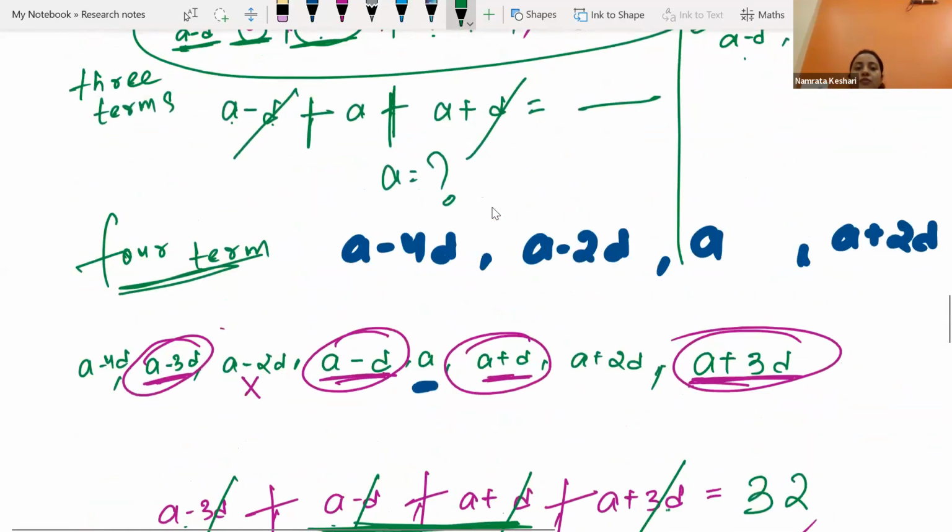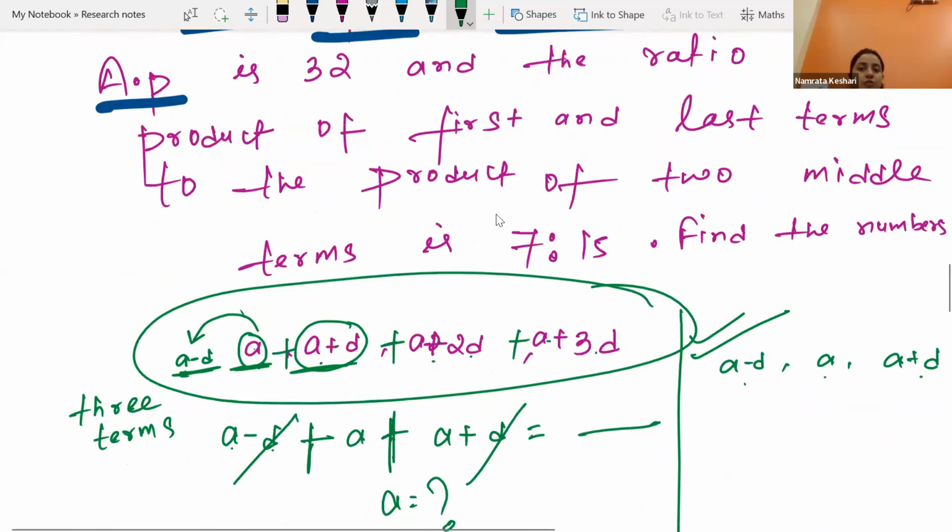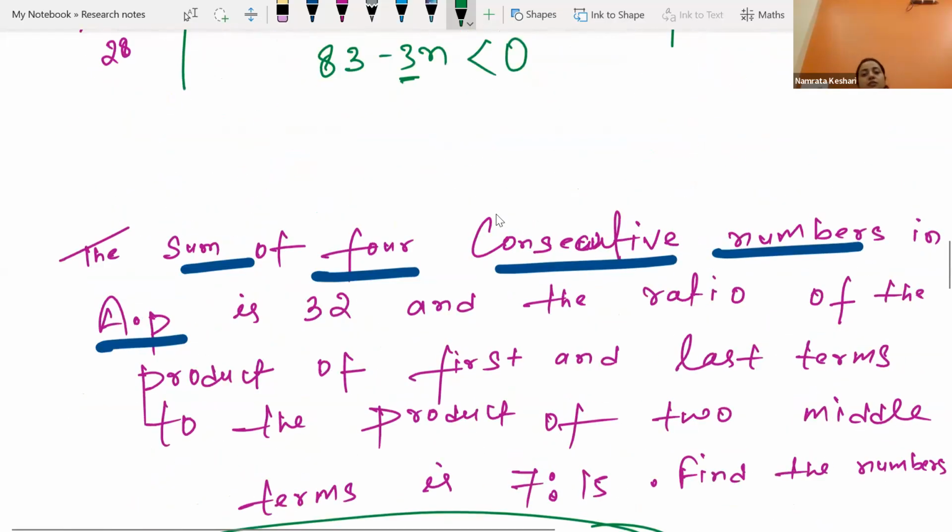So this is how we will solve these types of questions. Whenever the sum of consecutive terms is mentioned, that means we will take a pause and carefully choose the AP. The general form is fine for a general condition, but this type of special question requires a special form of the AP. Okay, so I'm stopping here.